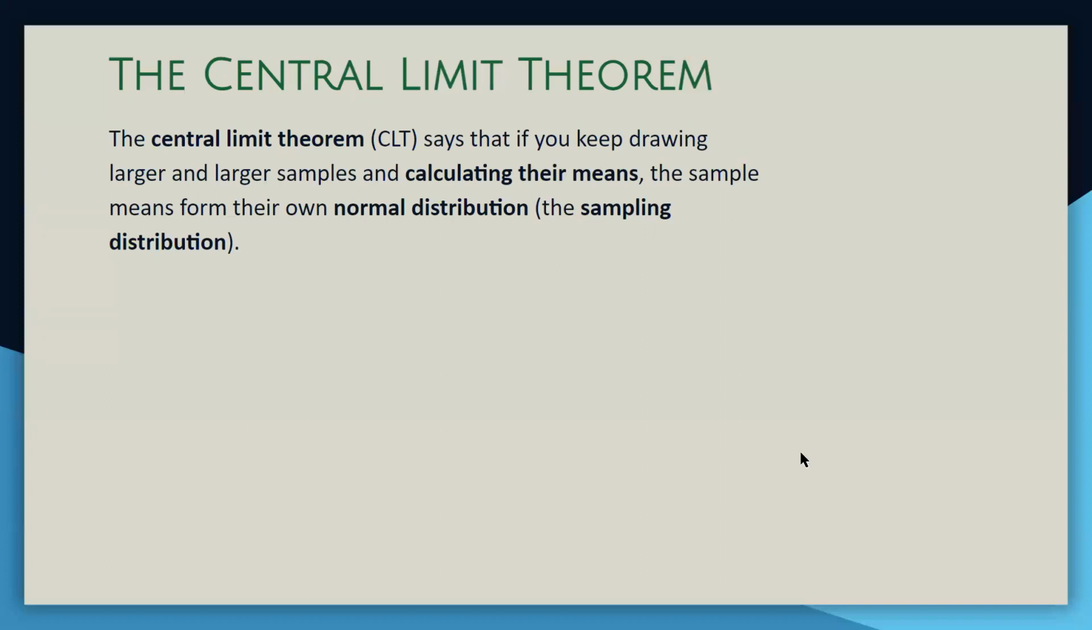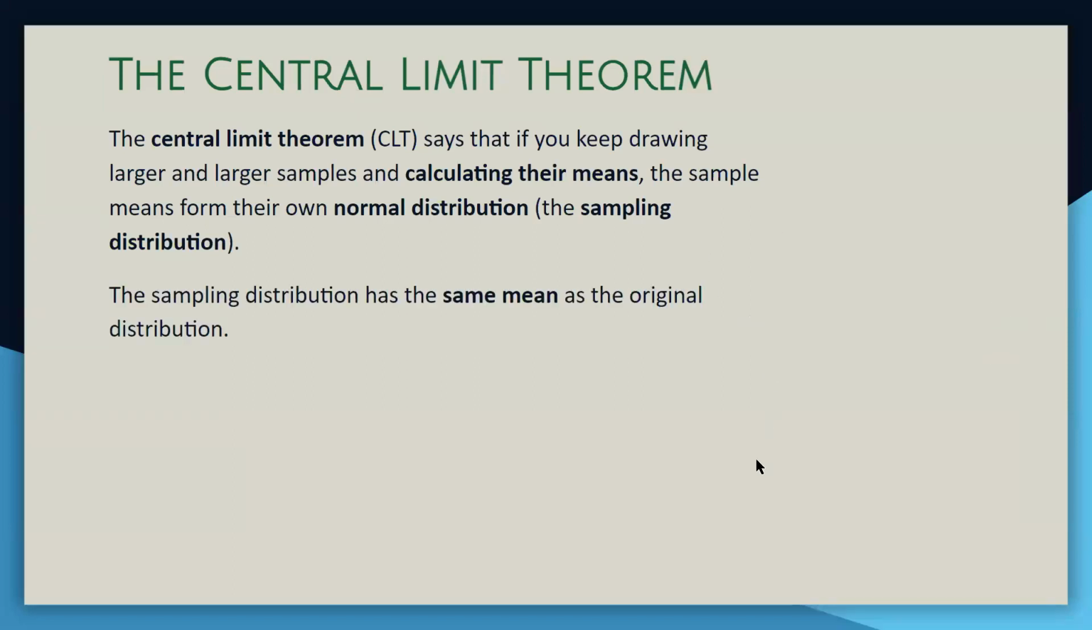So the CLT, central limit theorem, says that if you keep drawing larger and larger samples and calculating their means, the sample means form their own normal distribution. And we call that distribution of sample means a sampling distribution. So a regular distribution is just raw data, individual values from a population. A sampling distribution is sample means of samples pulled from the population.